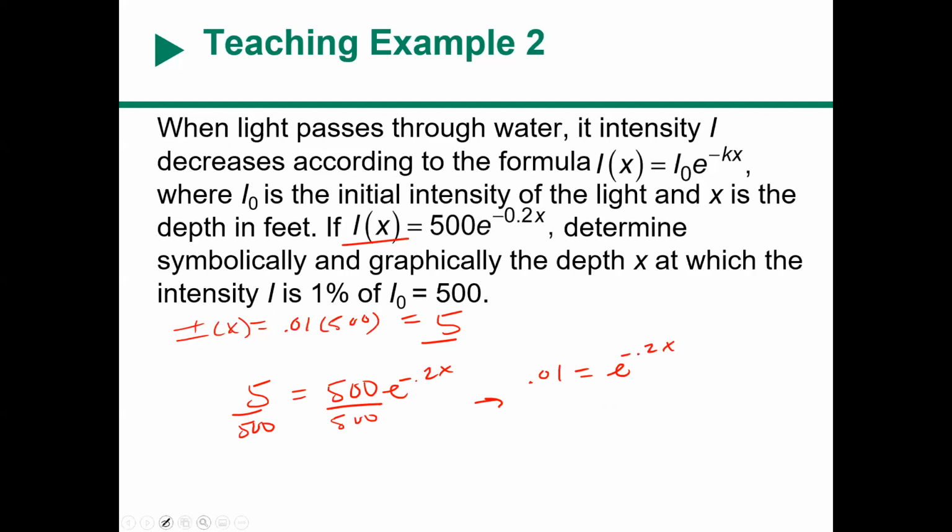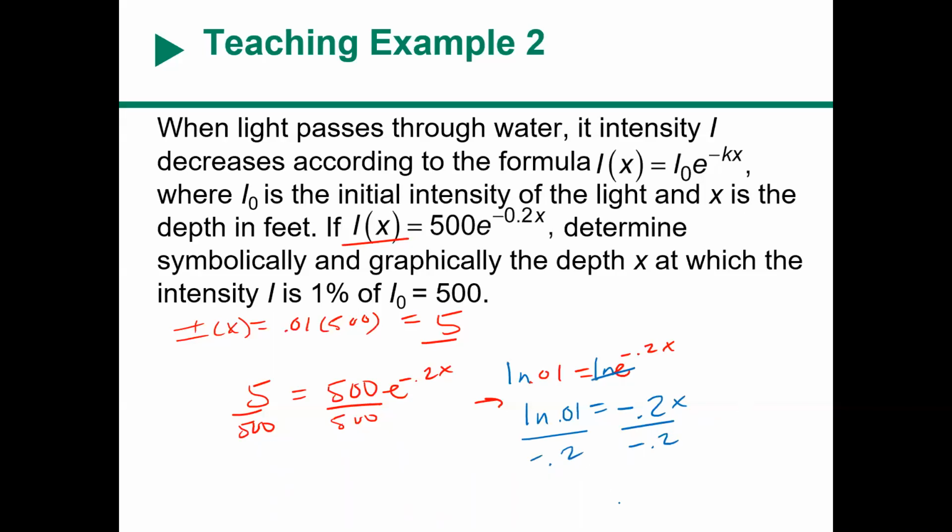Previously, we talked about the inverse of e being the natural log. So I'm going to take the natural log of both sides. I have natural log of 1/100 equals, and this sets the exponent free, because e to the natural log, they're inverses of each other, and we get negative 2/10 x. My last and final step is to divide by negative 2/10.